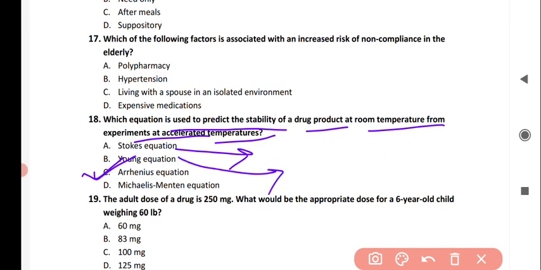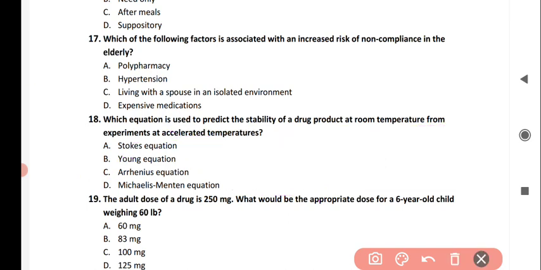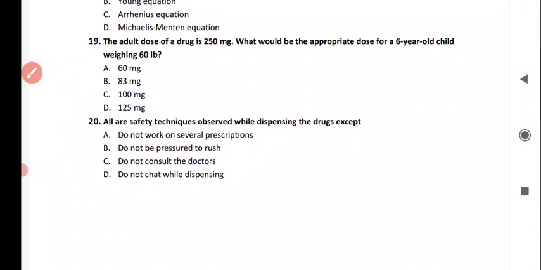Then if I'll talk about Young's equation, so Young's equation is mainly valid for three-phase systems in thermodynamics, equilibrium for ideal solids or pure liquids. Then if I'll talk about Michaelis-Menten equation, most widely used equation in pharmacy in every subject for reaction kinetics. Then we can move to the next question.